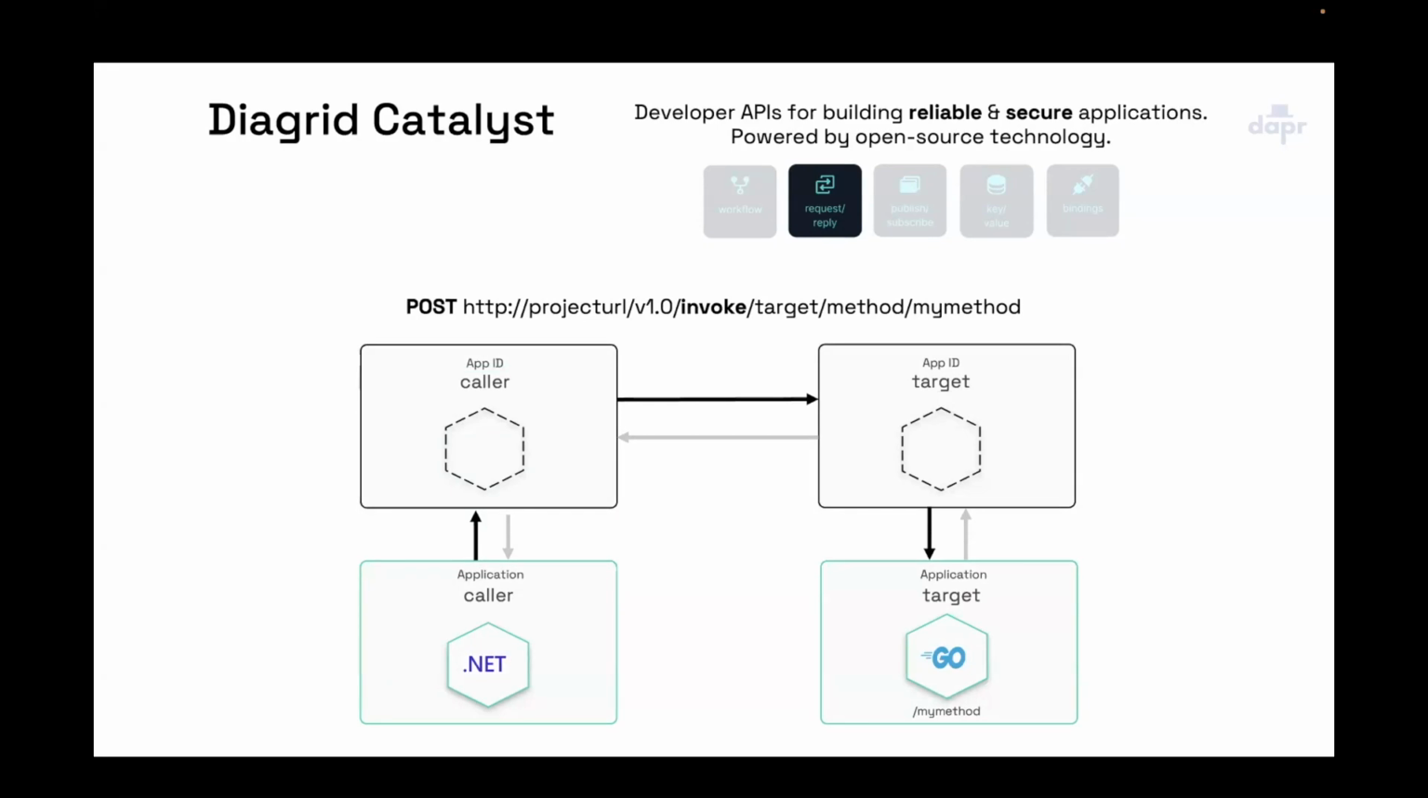You don't have to worry about the security of the invocation calls. And then you get great things like access control lists on top of that to allow you to dictate if the caller has permissions to talk to the target. And once again, everything in gray there is being completely hosted and managed by Diagrid.